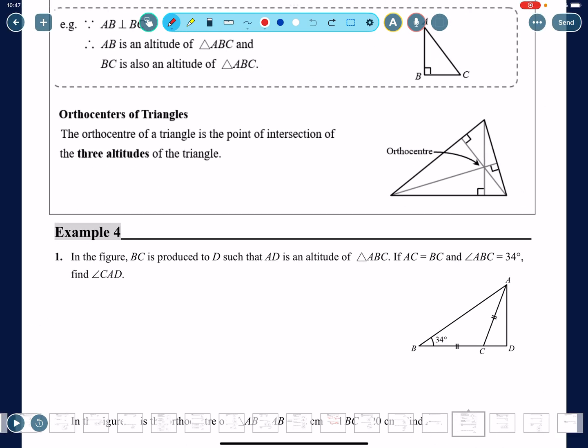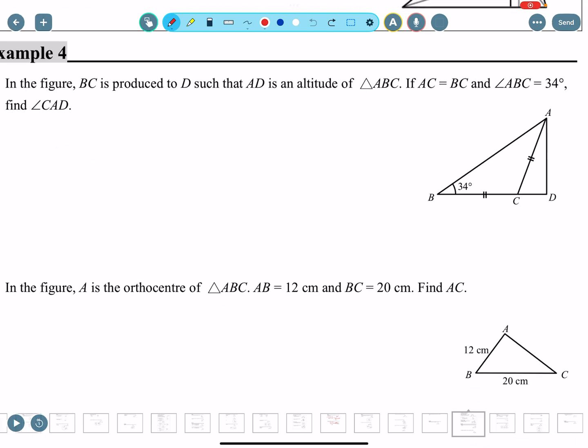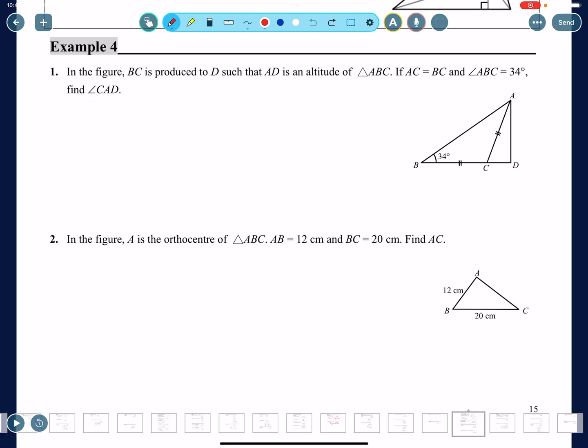Orthocenter is the combination of three altitudes. If you make three altitudes from the three vertices of the triangle, you will produce an orthocenter, the center point, the intersection of the three lines. Therefore, that's the orthocenter. I'm going to do two questions and then demonstrate how we can use altitude and orthocenter.